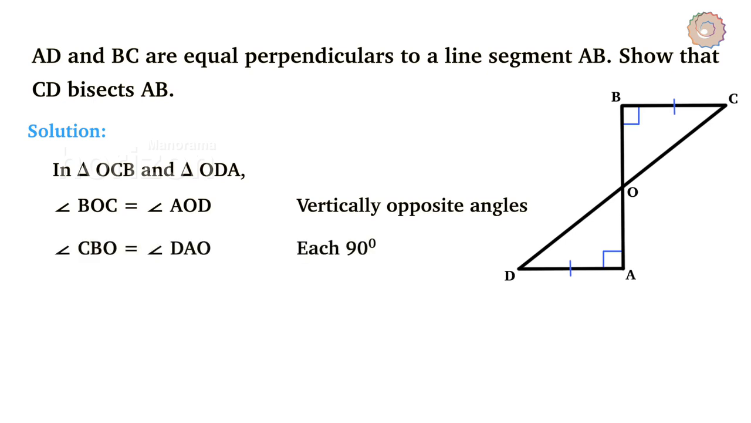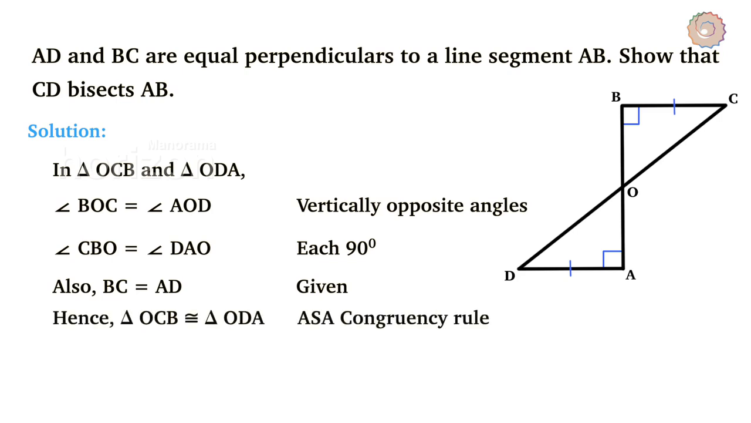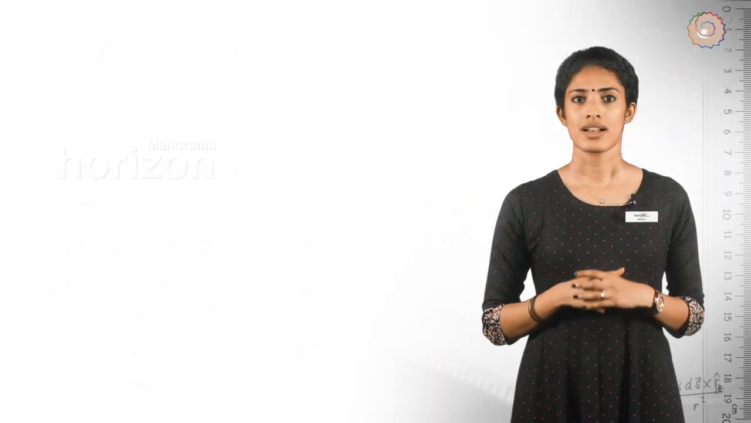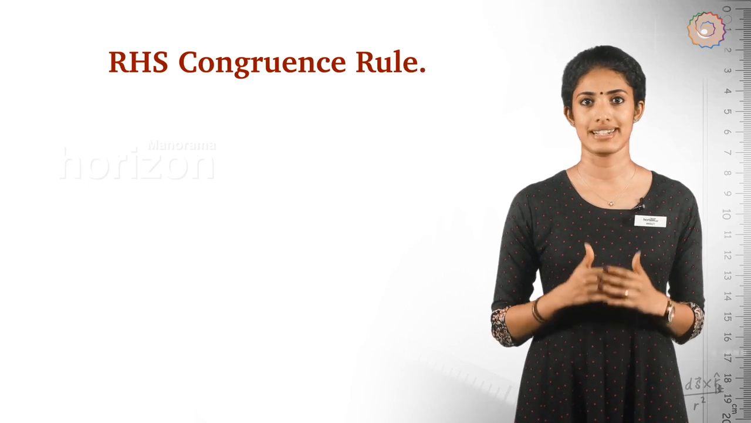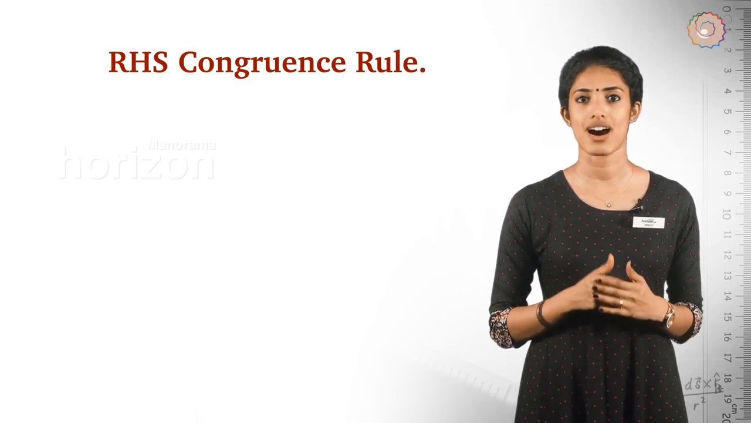And angle CBO is equal to angle DAO because each of the angles is 90 degrees. Also, BC is equal to AD, which is given. Therefore, we can conclude that triangle OCB is congruent to triangle ODA by the ASA congruency rule. Also, we notice that BO is equal to AO because corresponding parts of congruent triangles are always equal. Hence, CD bisects AB.